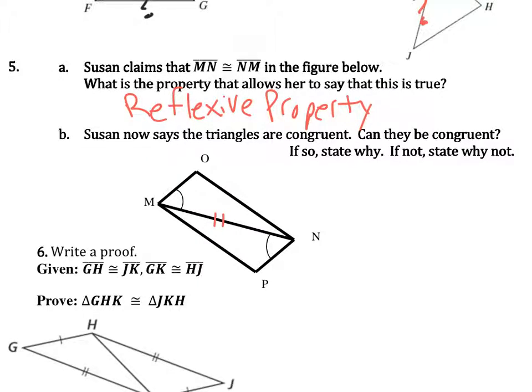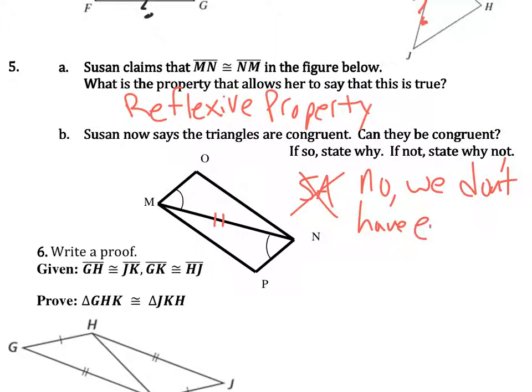Now, Susan says that, hey, that's enough. I know these triangles have to be congruent. Is that so? Why or why not? Well, we've got a side and an angle marked in this triangle, a side and an angle marked in this triangle. Is that enough, just a side and an angle? No, that's not enough. So, no, we don't have enough information. We need three things, okay? Not enough info. That's the idea.